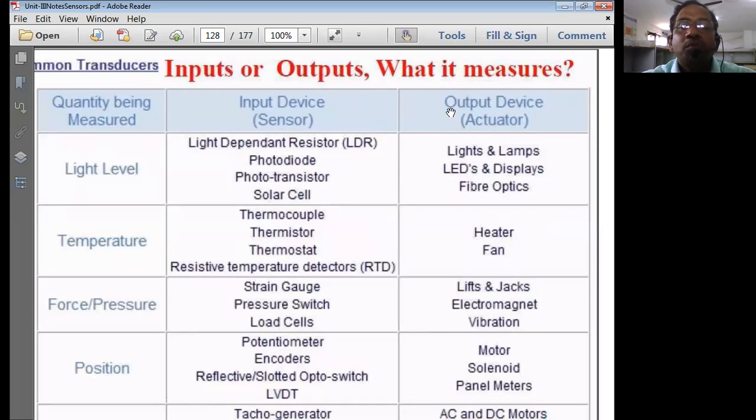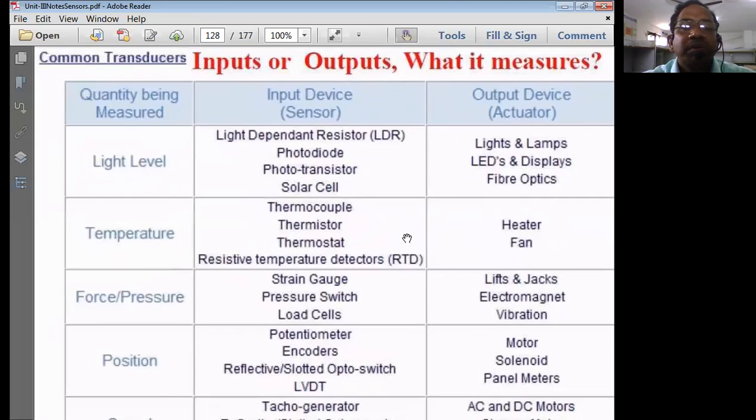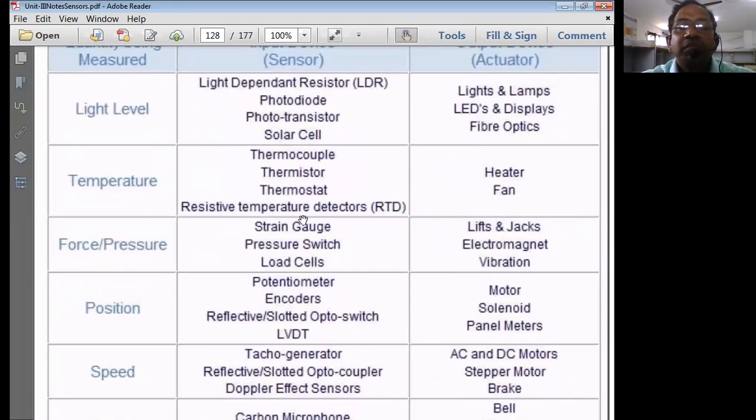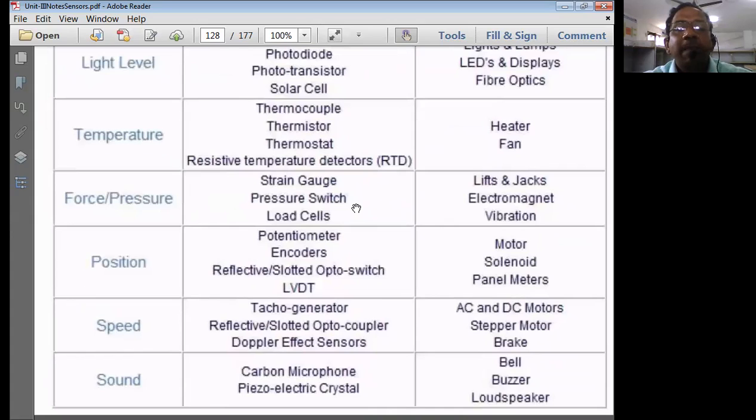So what are the output devices we can use? For these sensors, I can use lights, lamps, LED bulbs, displays, fiber optics; all these I can use as output devices. Similarly, so many types of inputs are given, for which we're going to have different types of sensors. If temperature is the input, we're going to use thermocouples, thermistors, thermostats, resistive temperature detectors, RTDs. Output devices we can use are heaters and fans. Similarly, strain gauges, pressure switches, and load cells use force or pressure as the input.